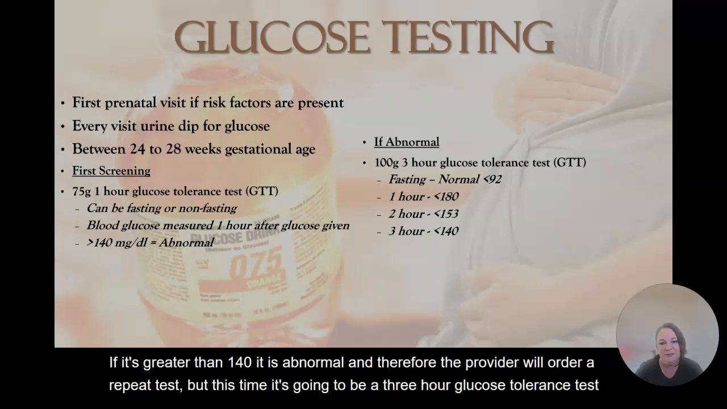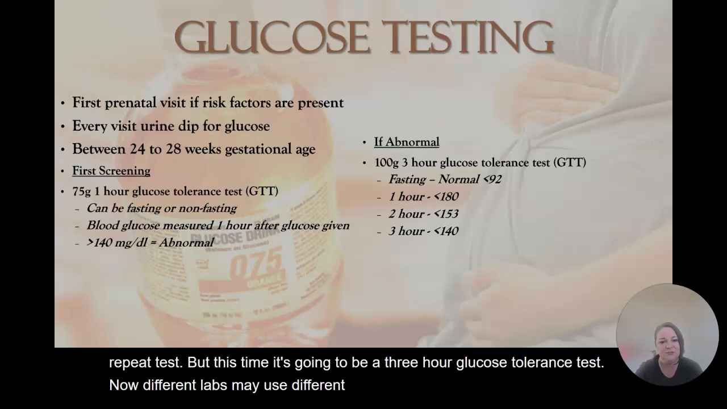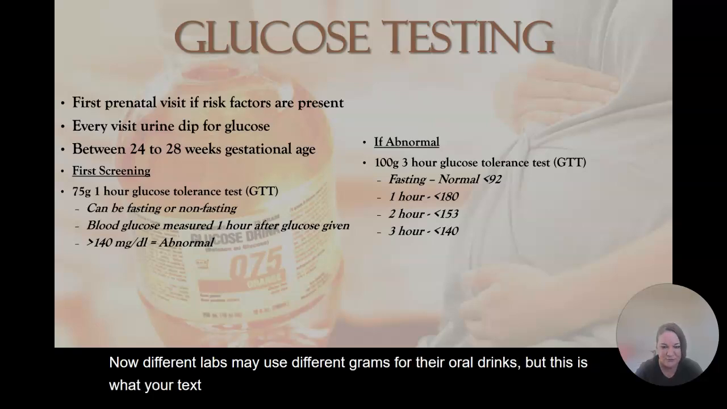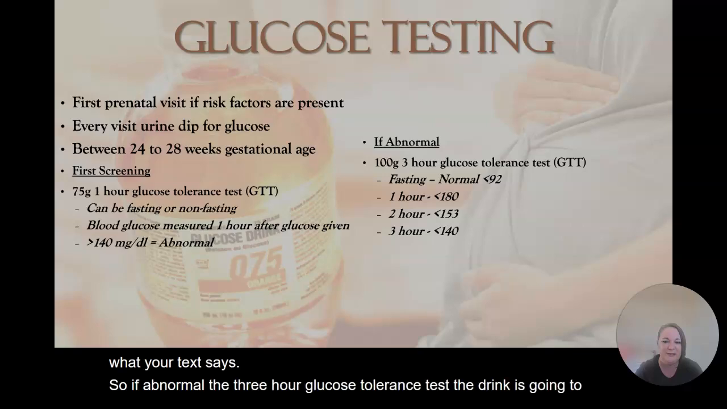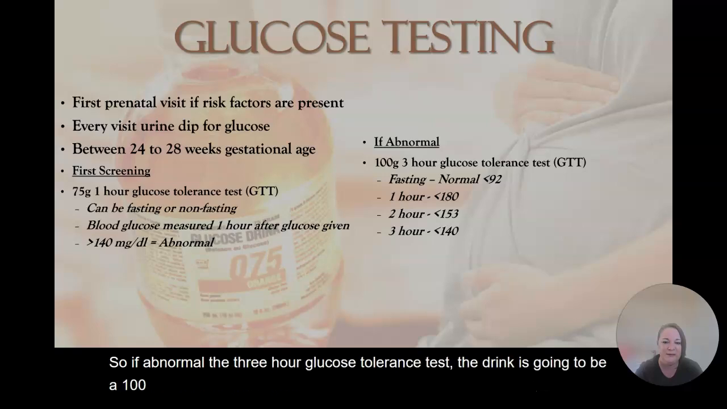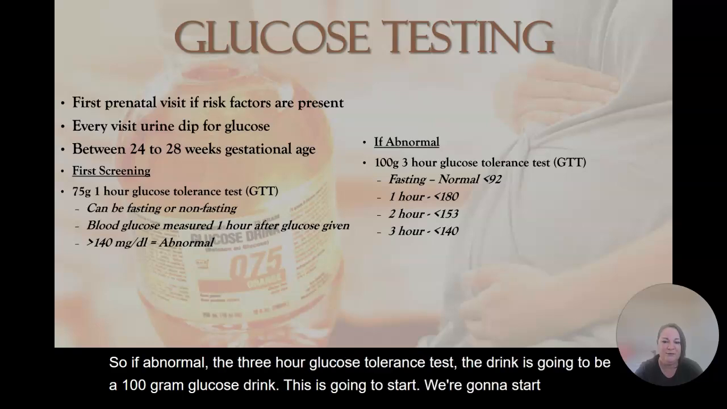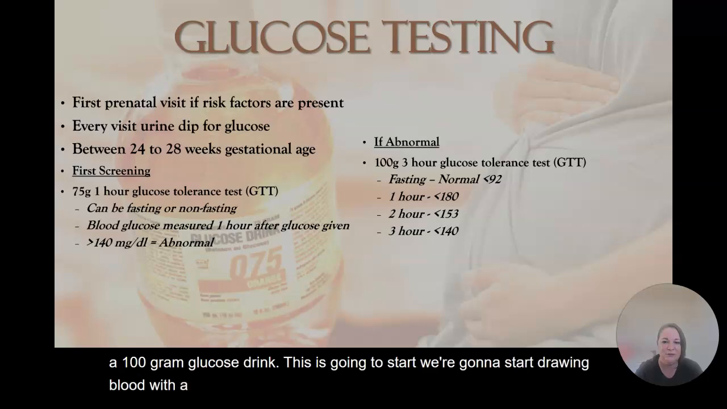Now, different labs may use different grams for their oral drinks, but this is what your text says. So if abnormal, for the 3-hour glucose tolerance test, the drink is going to be a 100-gram glucose drink. We're going to start drawing blood with a fasting result. Normal will be less than 92.